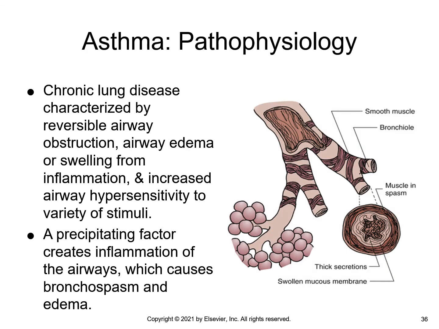Asthma is a chronic lung disease characterized by reversible airway obstruction, airway edema or swelling from inflammation, and increased airway hypersensitivity to a variety of stimuli. With asthma, a precipitating factor creates inflammation of the airways. This causes bronchospasm and edema. Cough usually indicates obstruction of larger airways.